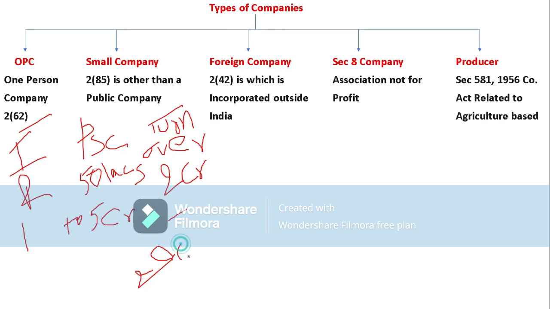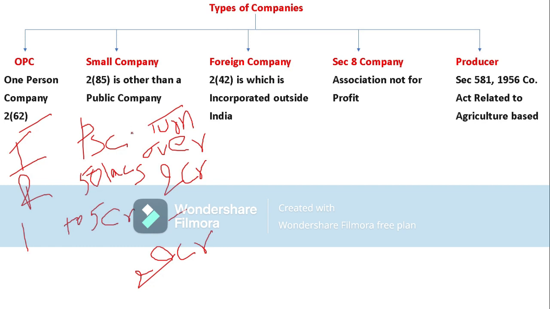20 crores, it should not exceed 20 crores. Okay, turnover should be 2 crores and at the same time it should not exceed 20 crores. So small company, if we want to define a small company, means paid up share capital should be 50 lakhs and it should not exceed 5 crores, and at the same time the turnover of the company should be 2 crores and it should not exceed 20 crores. So such type of companies are treated as a small company.